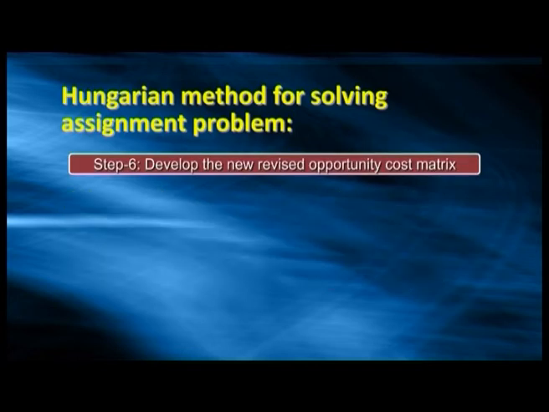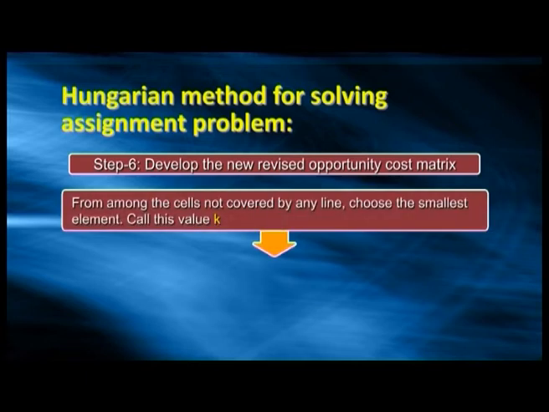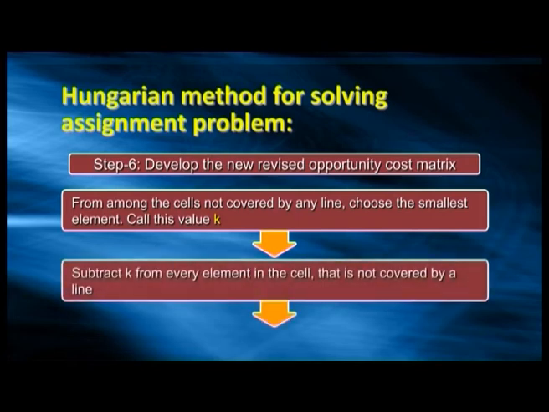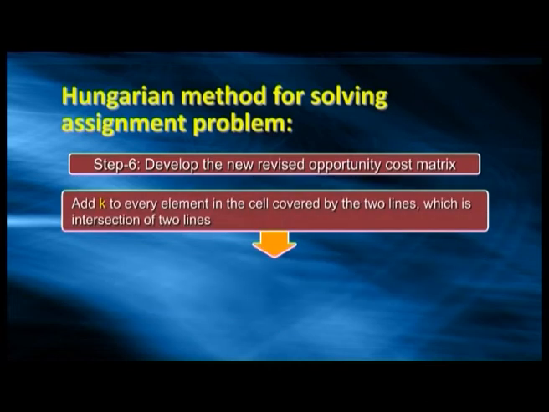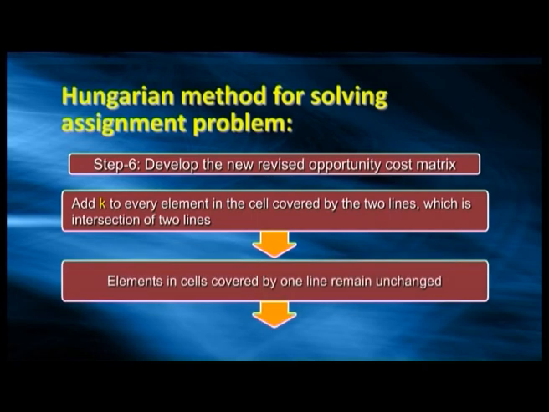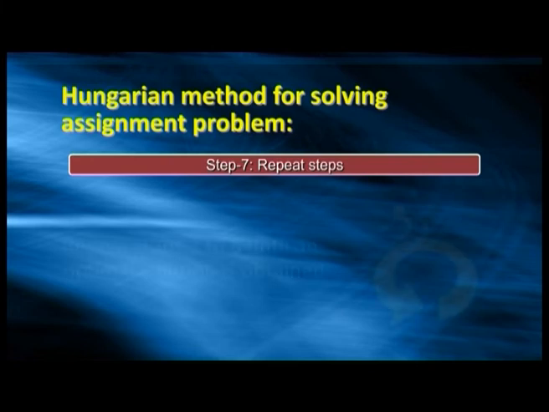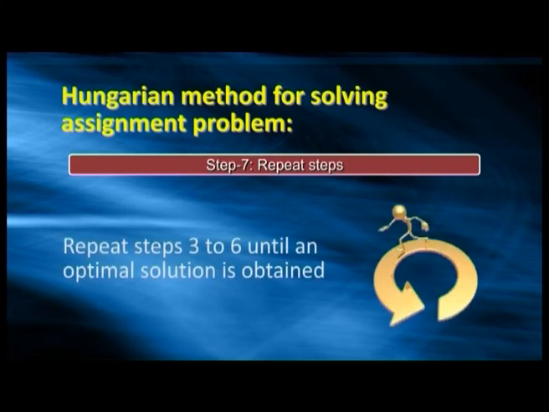Step 6. Develop the new revised opportunity cost matrix. From among the cells not covered by any line, choose the smallest element. Call this value K. Subtract K from every element in the cells that are not covered by a line. Add K to every element in the cell covered by 2 lines, which is the intersection of 2 lines. Elements in the cells covered by 1 line remain unchanged. Step 7. Repeat steps 3 to 6 until an optimal solution is obtained.